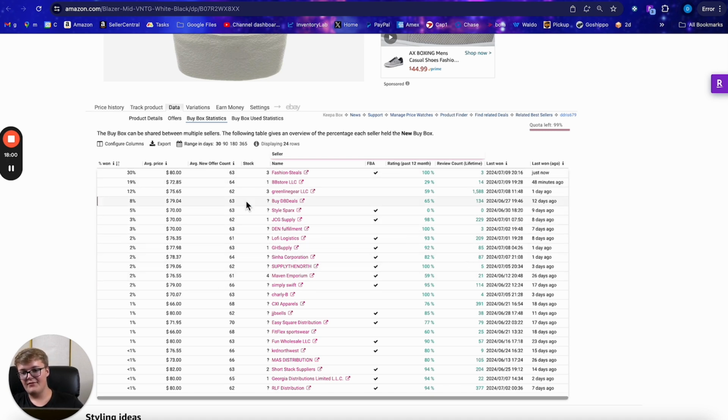These people probably have lower stock than these sellers up here. And you can see up here, there's sellers with 1,588 reviews. They're only getting 12% of the buy box when someone with 3 reviews is getting 30%. So with arbitrage, you're able to get the buy box much more often.